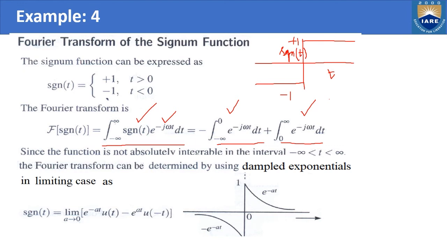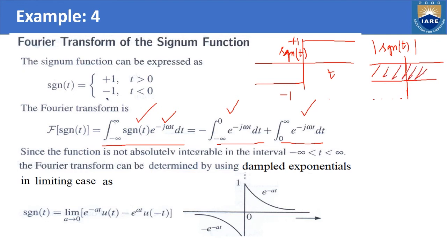Now the function is not absolutely integrable. What is absolutely integrable? If I take the sgn function, I want the absolute value of this. Absolute value means modulus. If I take the modulus of this one, it looks like this, correct? The positive side stays, and whatever negative side is there will also become positive. So this is the modulus function.